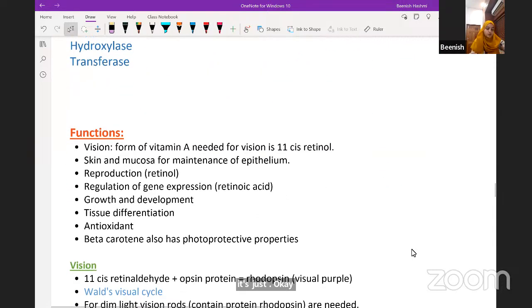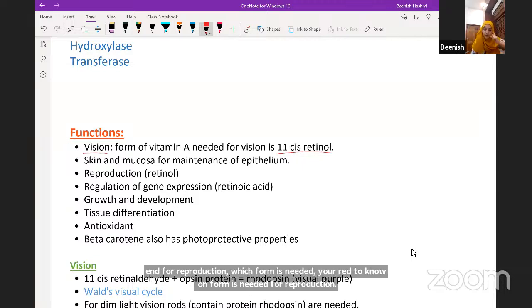Now moving on to the functions of vitamin A. It is involved in vision. The form of vitamin A that is involved is 11 cis retinol. Then skin and mucosa, for maintenance of epithelium. Then for reproduction, the retinol form is needed. Then regulation of gene expression, which is brought about by retinoic acid.